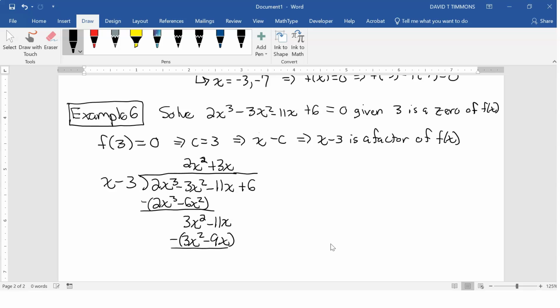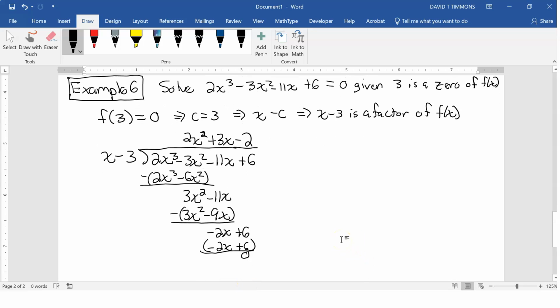Again, I'll subtract. These will cancel by design. Minus 11 plus 9x is a minus 2x. And then we get plus 6. What times x gives me minus 2x? That would be minus 2. We'll get minus 2x plus 6. We'll subtract. And in this case, we will get a 0 remainder.